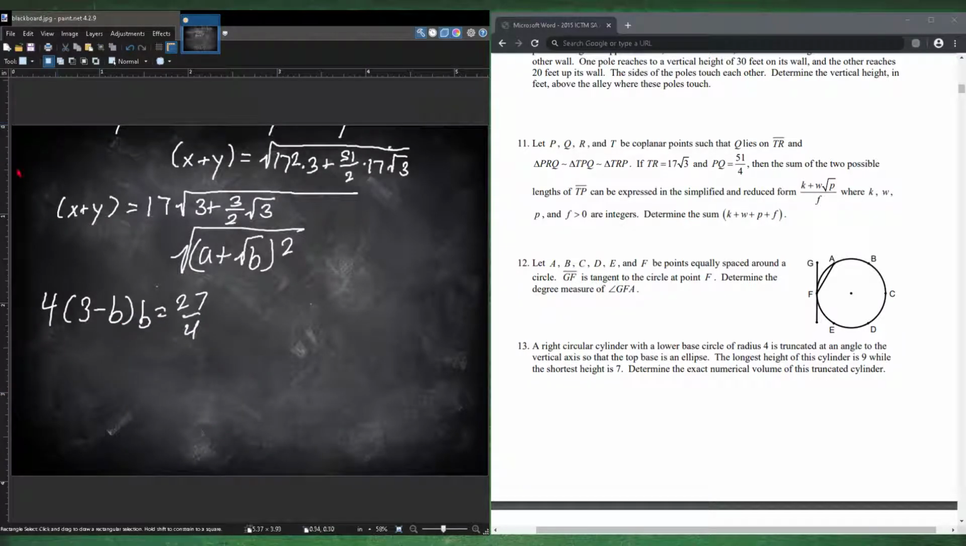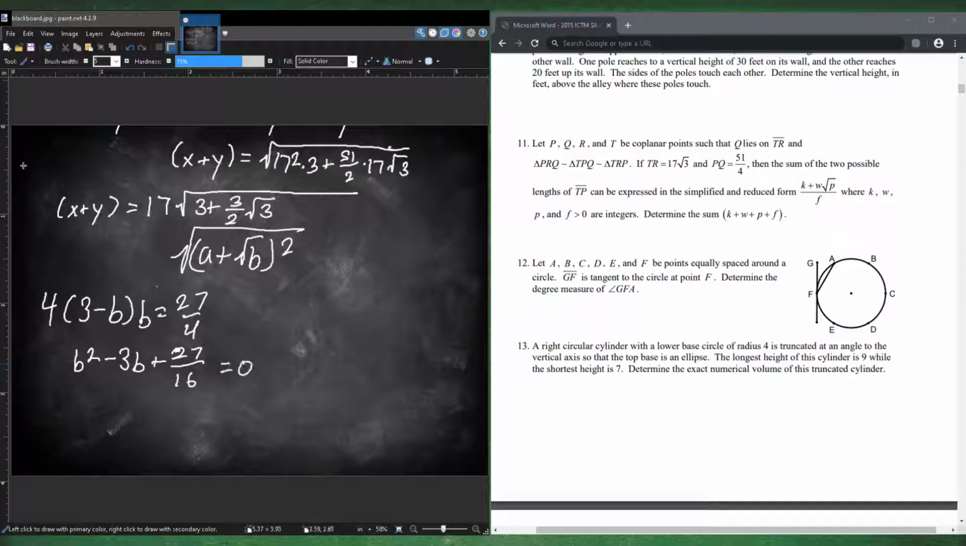So this is like a quadratic. Move 4 to the other side, so then this is negative b squared. Move that also to the other side, so that's b squared. This is plus 3b, so this is minus 3b. And then on this side it would be plus 27 over 16 equals 0, right? So what we'll do is use the quadratic formula: negative b plus or minus the square root of b squared, which is 9, minus 4ac. So minus 4, which cancels with the 16, is just 27 over 4, all over 2a.